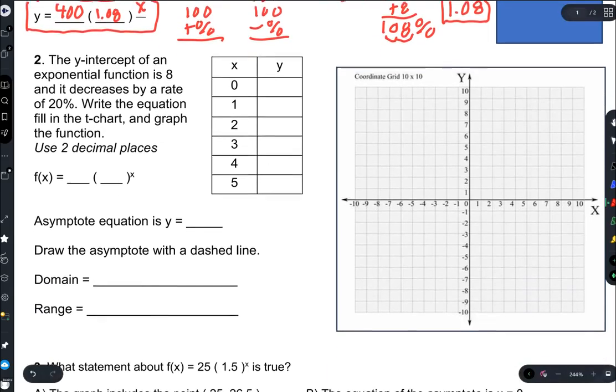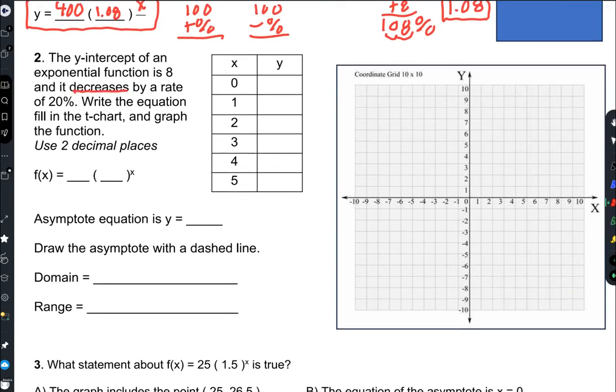Okay, on this one right here, it's decreasing by a rate of 20%. So right here, I'm going to do 100 minus 20 and get 80. Move the decimal twice, that's 0.8. That 0.8 is going to be my growth rate. And then the y-intercept is 8. The 8 goes here. So I'm going to type this into the calculator and write down my t-chart.